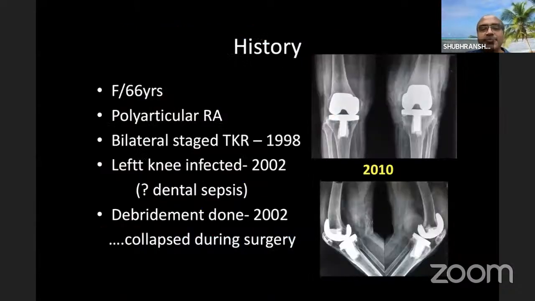So I'll present a case of a chronic infected dislocated TKR. Here is my patient, a 66-year-old female, a polyarticular rheumatoid, who underwent bilateral total knee replacement in 1998. The left knee got infected in 2002, probably following some dental space sepsis. Hence, a debridement was done in 2002, but the patient collapsed during surgery. She could be revived. These are some of the x-rays from 2010. The x-ray looks pretty well fixed.